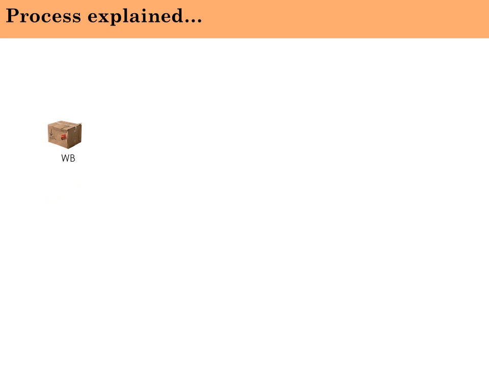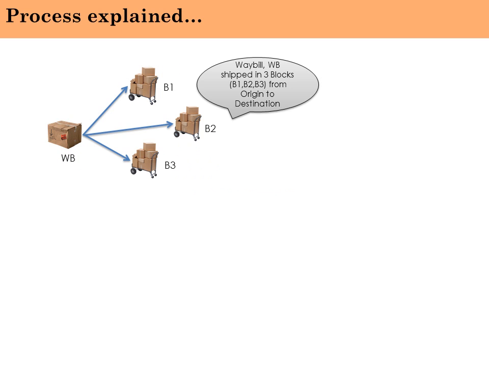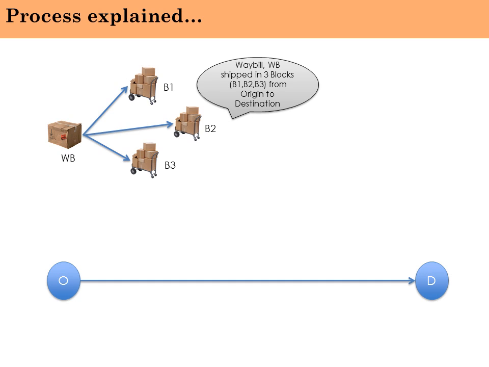Now, when a waybill enters the system, it is assigned to a sequence of blocks in which it will travel from origin yard to destination yard. A block in this context is basically a group of waybills that travels together between two stations. As we can see here, waybill WB is assigned to three blocks B1, B2, B3 to travel from origin O to destination D.